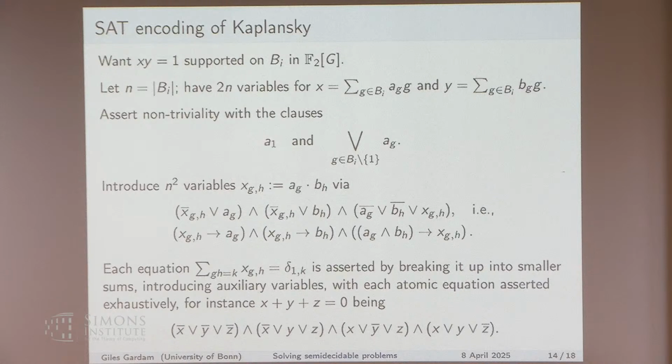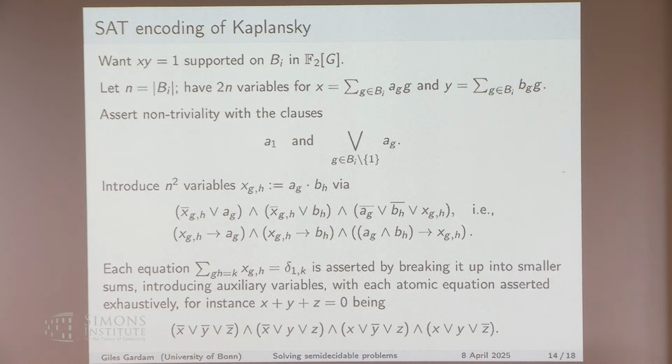Okay, and that's all there is to it. This is now a conjunctive normal form expression that tells us whether or not we have a non-trivial unit supported on those things with non-trivial coefficient of the identity.